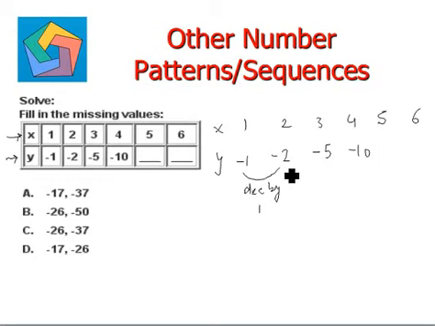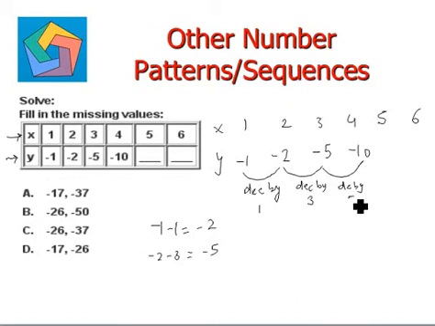So here it is decreased by 3, isn't it? See, negative 1 when decreased by 1 we get negative 2, negative 2 when decreased by 3 we get negative 5. Now negative 5 when decreased by 5, let's see what we get. Negative 5 minus 5, we get negative 10. So here we see the common difference is again 2. 3 minus 1 is 2, 5 minus 3 is 2.